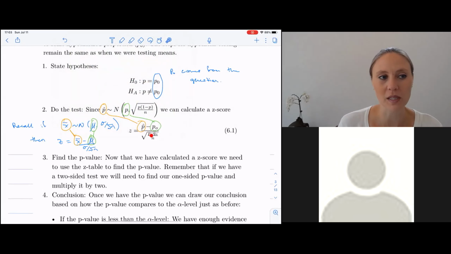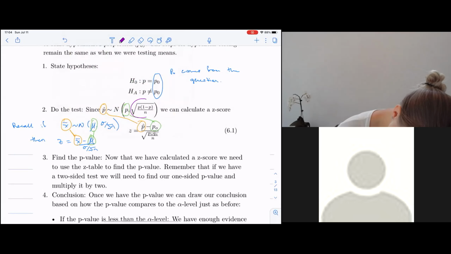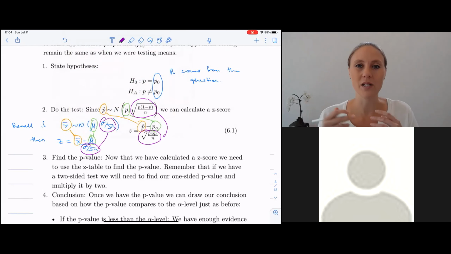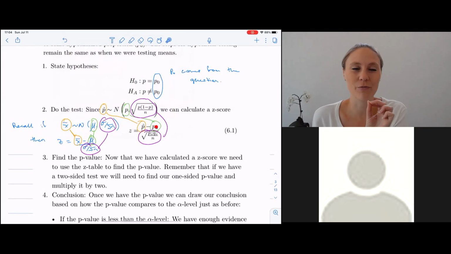And then of course, if p equals p naught, then this could be replaced by p times 1 minus p over n, right? So it is the same. And these are the same, right? So notice it has the same structure. It's just that now we're talking about proportions, right? But our z-score comes from the same place and it's doing the exact same thing. How far is this sample proportion from the hypothesized proportion, taking into account the standard error of p hat?